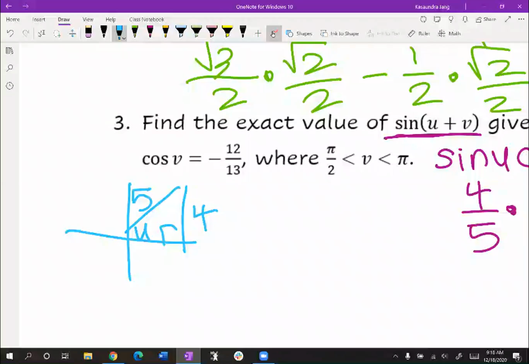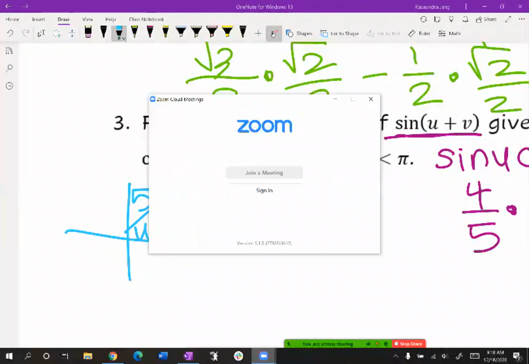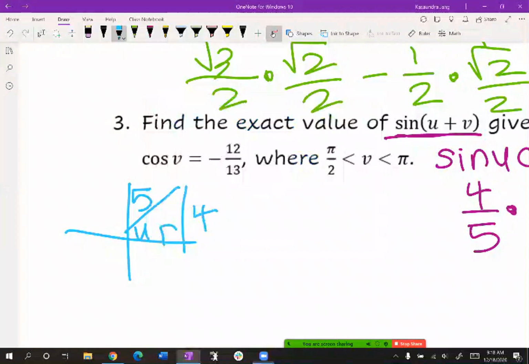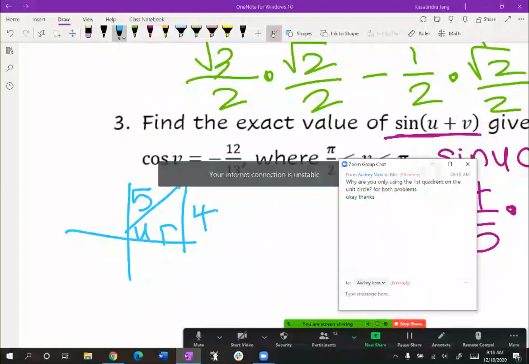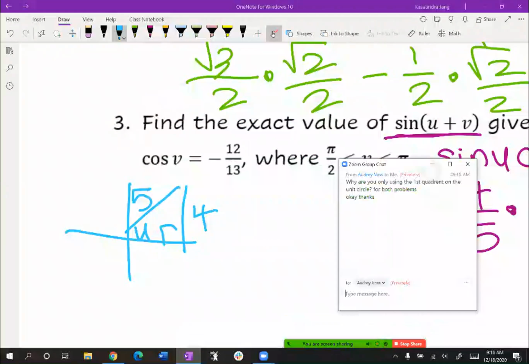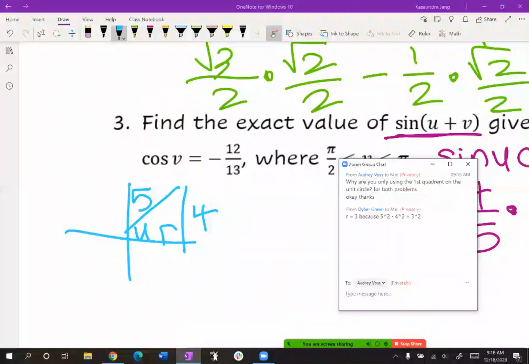my 4/5. If you do Pythagorean theorem, does anybody actually remember a Pythagorean triple that this works with? Would you guys automatically know what your third side was? Do you guys know a Pythagorean triple with a 4 and 5? If not, that's fine. Oh yeah, that totally works, Dylan. Yeah, so you did Pythagorean theorem, a squared plus b squared equals c squared.